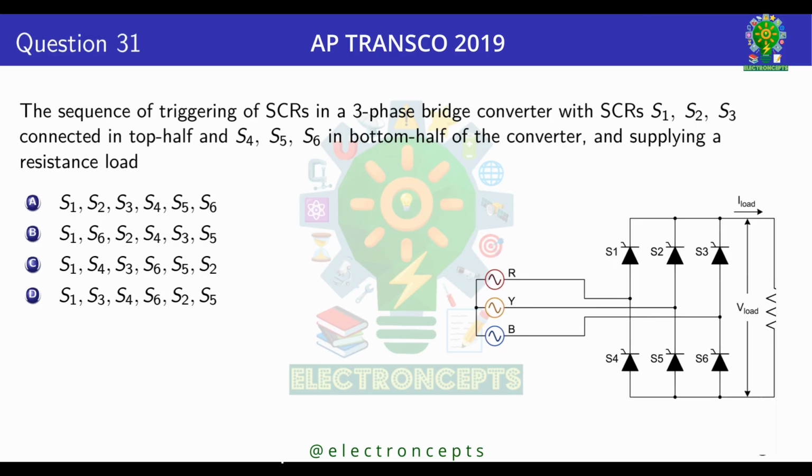Question number 21. A sequence of triggering of SCRs in a three-phase bridge converter with SCRs S1, S2, S3 connected in top half and S4, S5, S6 in bottom half of the converter and supplying an R load. A similar question, that is question number 25, is also discussed. For a standard three-phase fully controlled bridge converter, thyristors are triggered in numerical order with 60 degrees interval. Since each device conducts for 120 degrees, the sequence of triggering of SCRs is as in option B. Therefore, option B is correct.